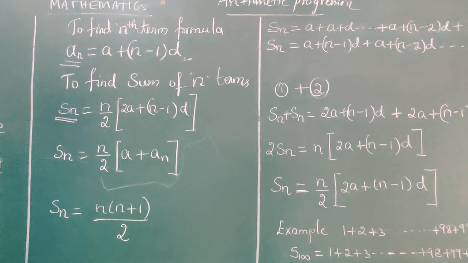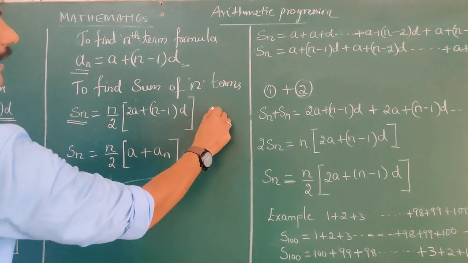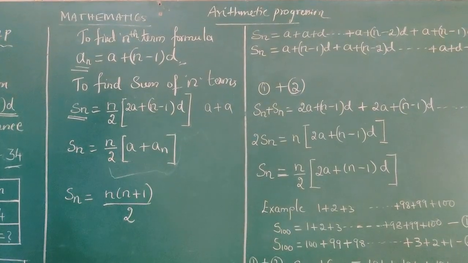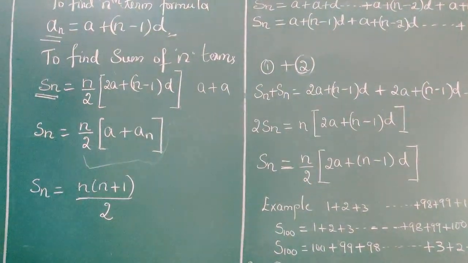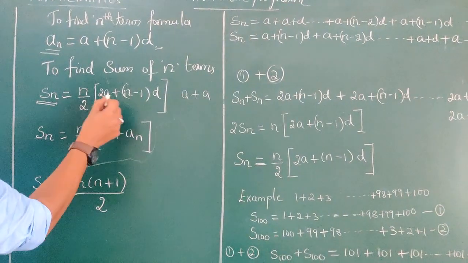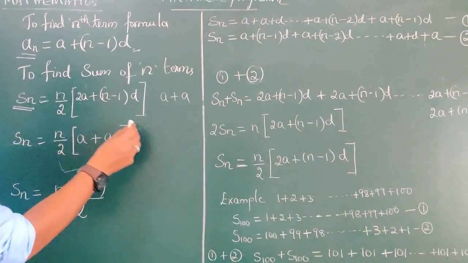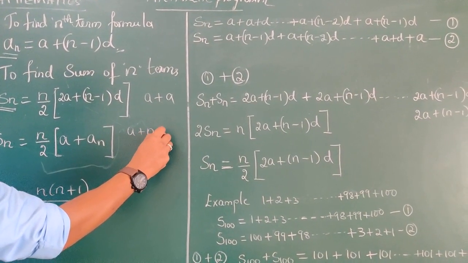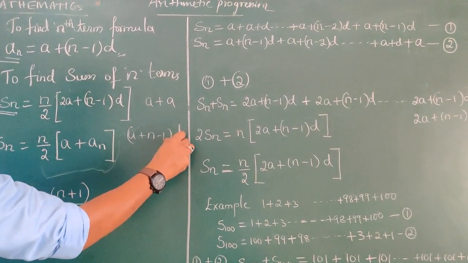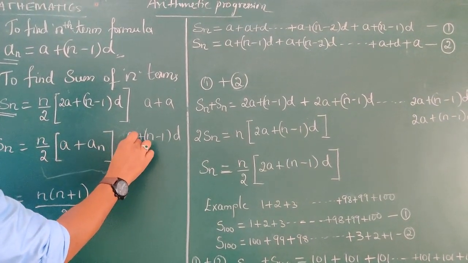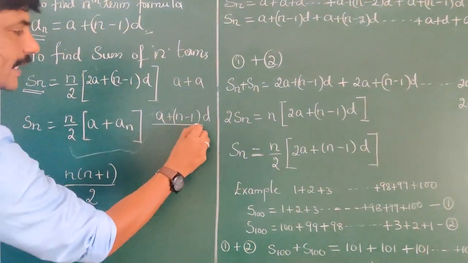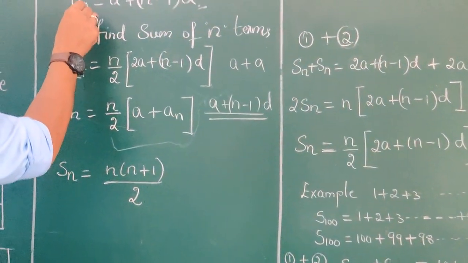into d. So 2a is nothing but a plus a, right? 2a is nothing but what? A plus a. Now, if you split a plus a, it becomes a plus n minus 1 into d. A plus n minus 1 into d. What is a plus n minus 1 into d? It is nothing but an.